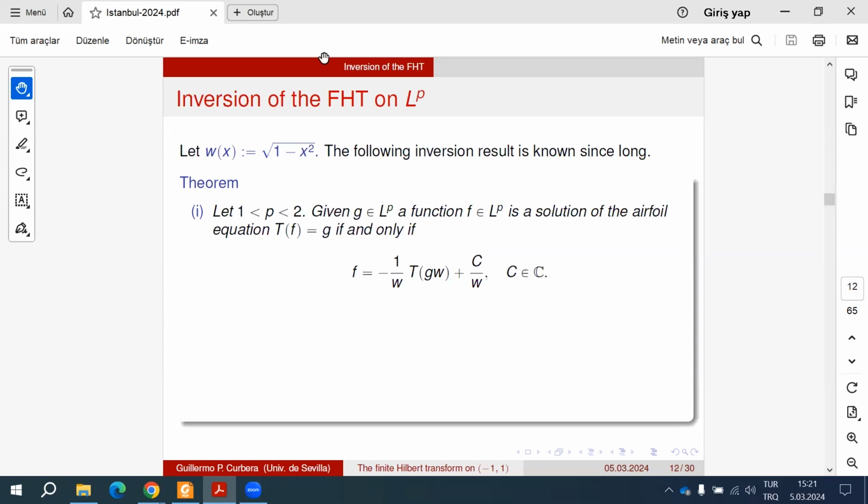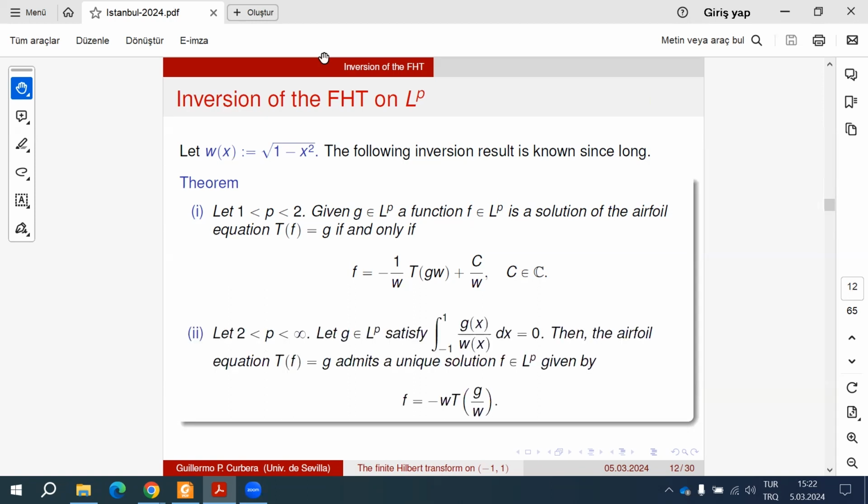If I'm in LP, with p between 1 and 2 strictly, then given any function g, I can find another function f, which is the solution for the equation. This is inverting the operator. So if you give me g, I build up this and I find an f. This is a perfect solution to the problem in this range. There's no unique solution because it depends on an arbitrary constant.